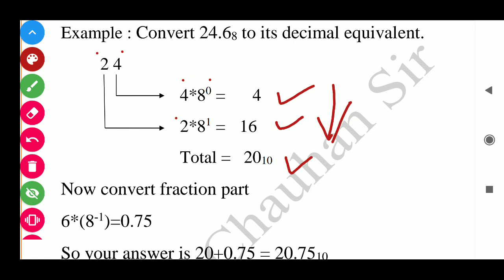Now convert the fraction part. 6 into 8 raised to the power minus 1, that is 0.75. Now add all these numbers and you will get your answer: 20 plus 0.75 is equal to 20.75 base 10. So this octal number is converted into a decimal number. So this is how you can convert your octal number to a decimal number.